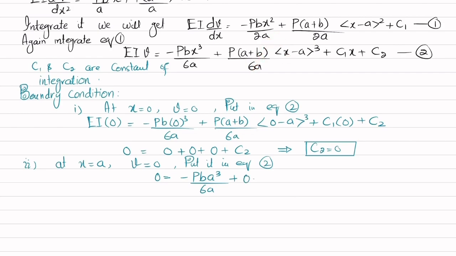So 0 plus c1 into x, so c1 into a, plus c2 is again 0. So from here you will get c1 will be equal to plus Pb a cube over 6a square. So it will be Pb a over 6. So this is the value of c1.